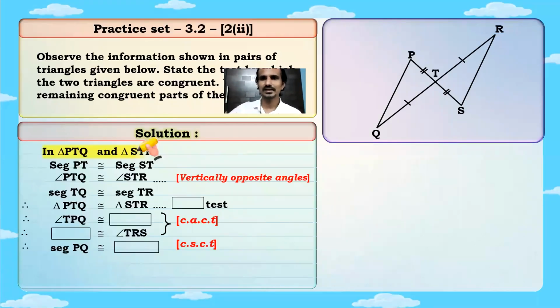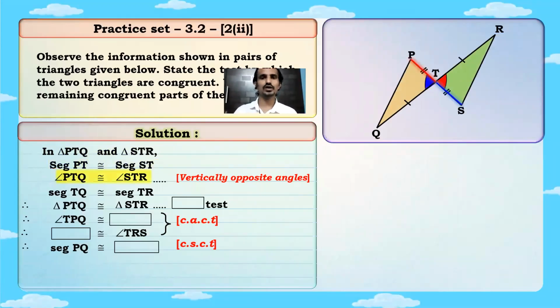So in triangle PTQ and triangle STR, these are the two triangles. We can see the sides are marked. So first it is seg PT congruent to seg ST. As I said, seg or side, anything will do. Seg PT and ST, they are equal. Now the two angles PTQ and STR. Look at those two angles.